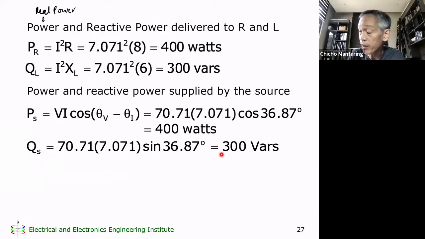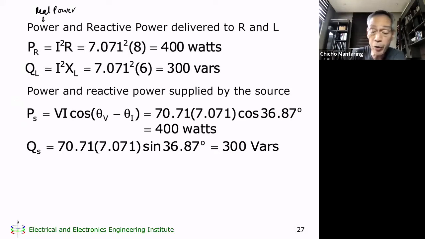Same way you get 300 vars for the reactive power delivered by the source. Note that the power delivered by the source should be the power absorbed by the load. And the reactive power delivered by the source should also be the reactive power absorbed by the circuit. So this is one way of solving it.